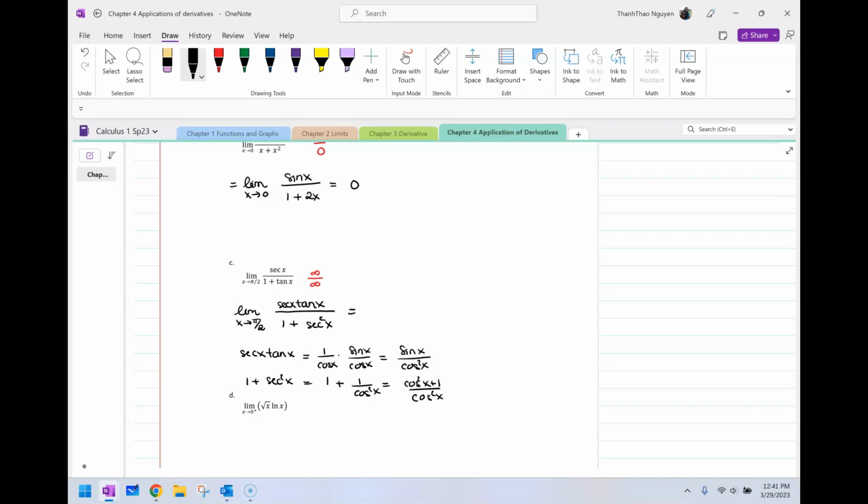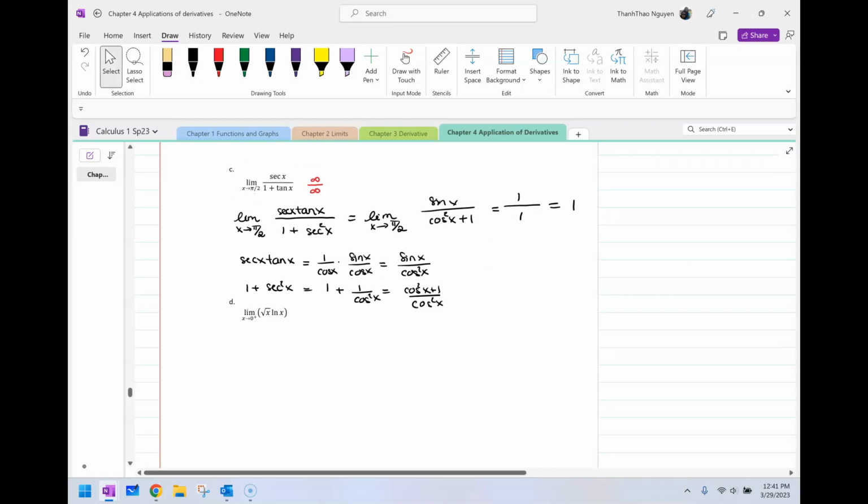So then this simplifies to the limit as x approaches pi over 2 of sine of x divided by cosine squared of x plus 1. Sine of pi over 2, that is 1. Cosine of pi over 2, that is 0, squared, that makes 1 divided by 1. This equals 1.